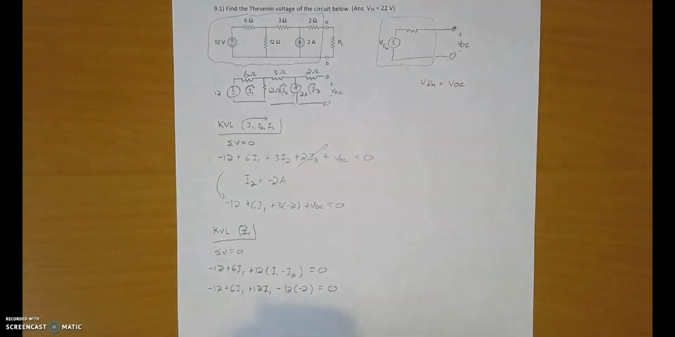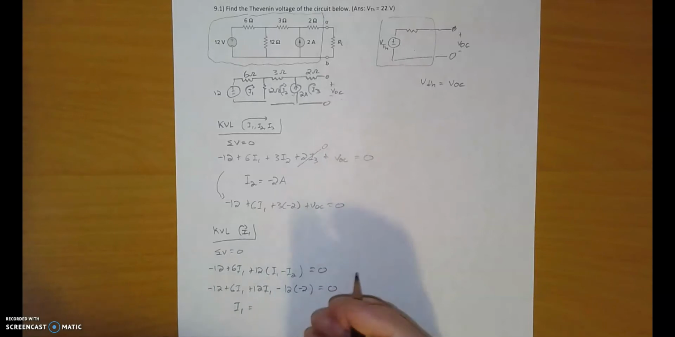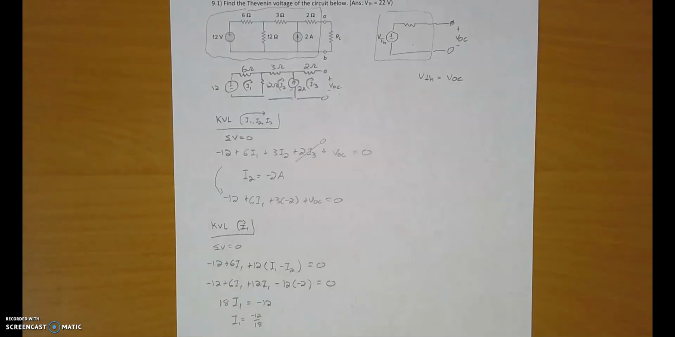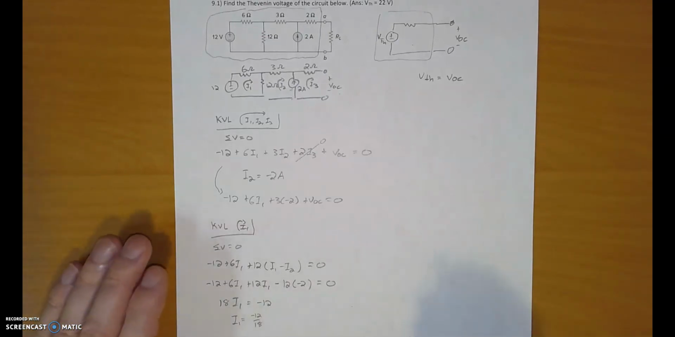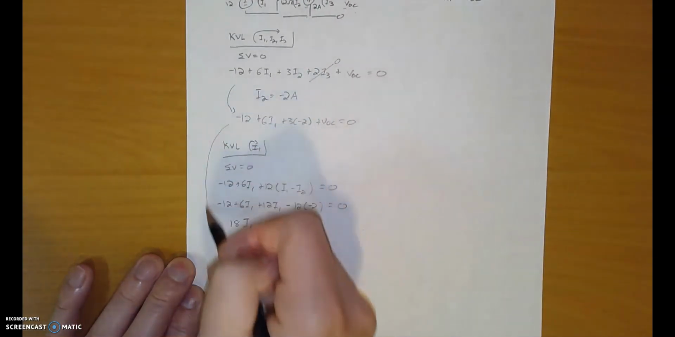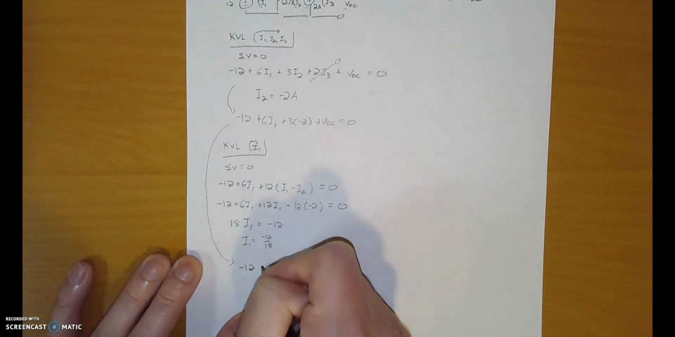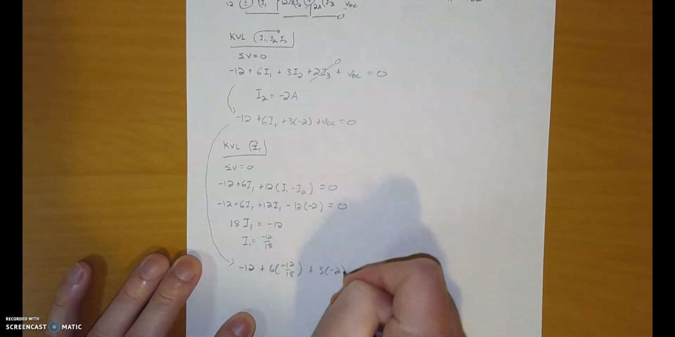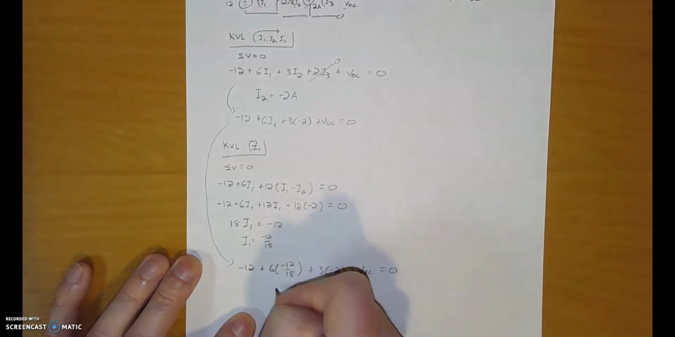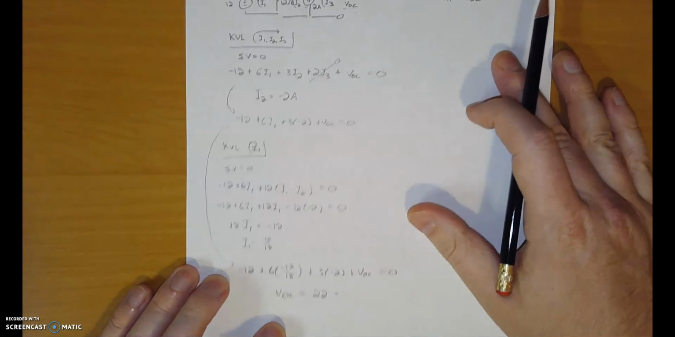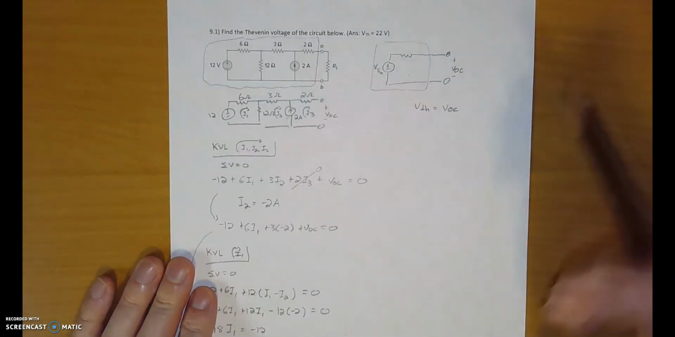So this only has I1 in it. I can solve for I1. I1 will be negative 12 over 18. That's what we get for that. And then we just plug it back in up here. So this is just algebra at this point. And find that V open circuit is 22, which is also V Thevenin. Because remember, V open circuit is V Thevenin.